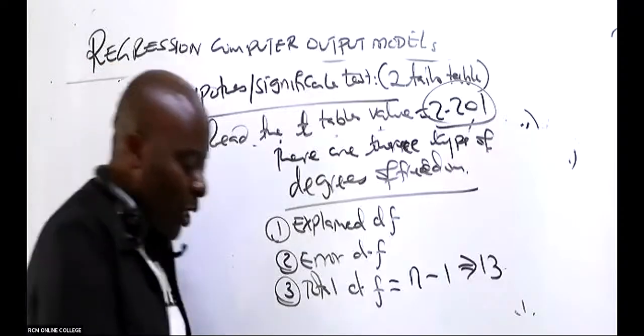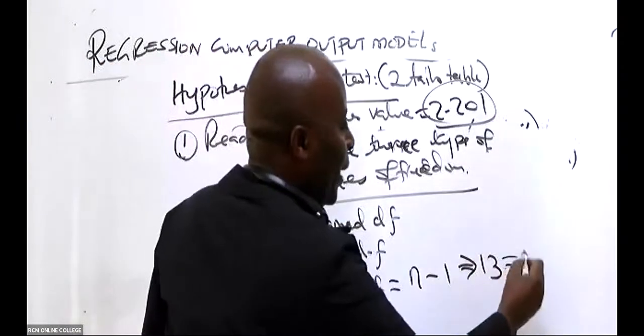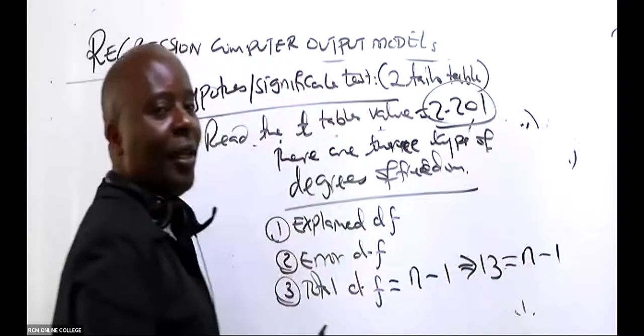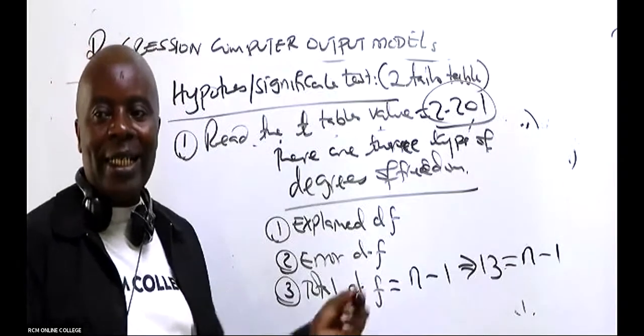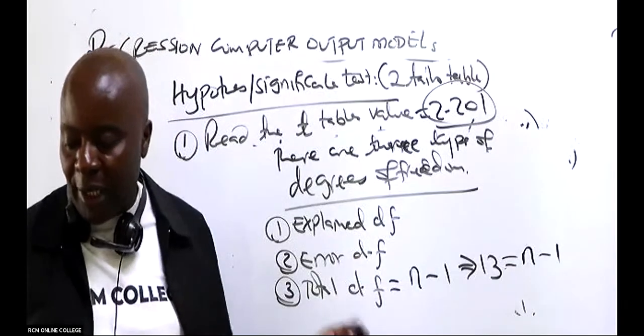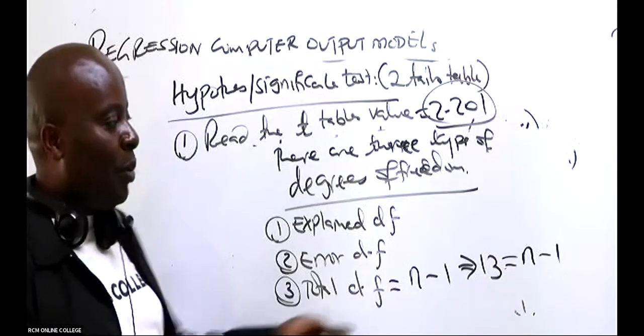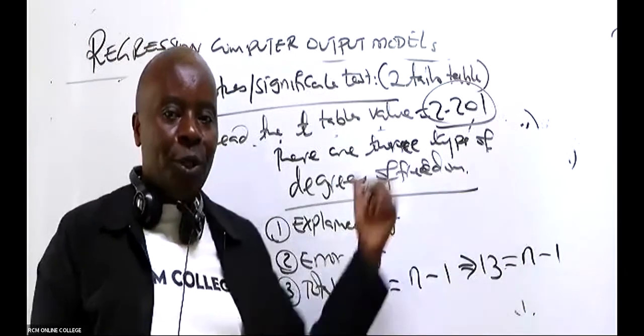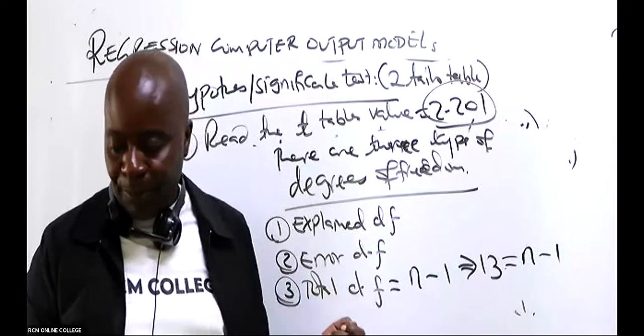Which will be equal to n minus 1. N we don't know. But now because we have everything, we can easily get n. Is there somebody who is able to see that n will be 14? Because when this minus 1 crosses over, it becomes plus.